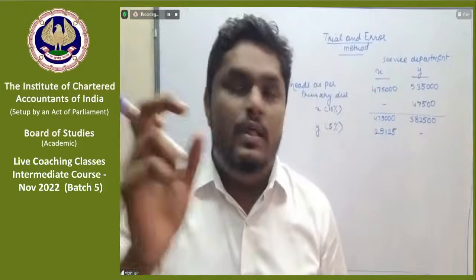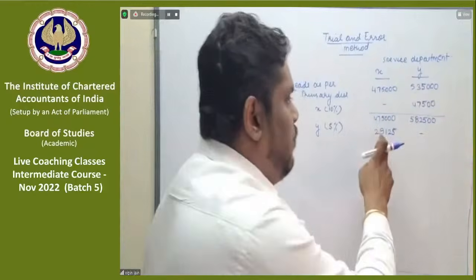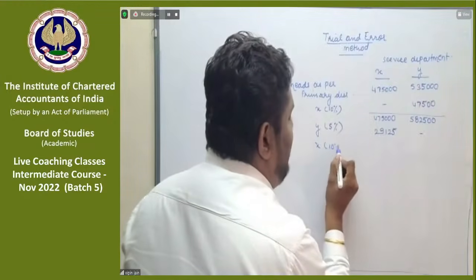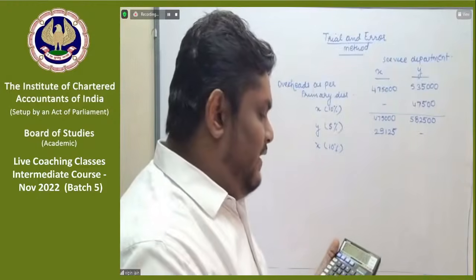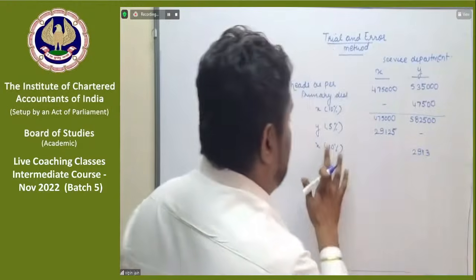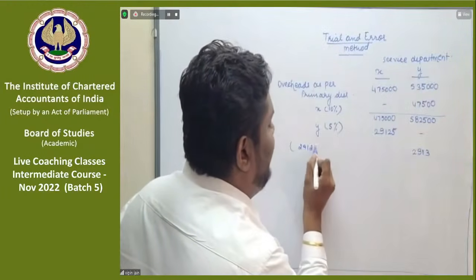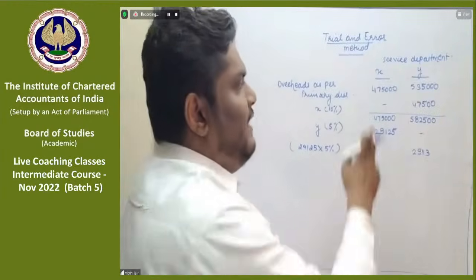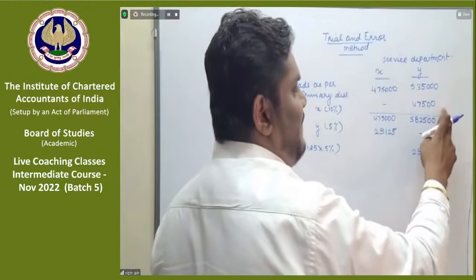Now, the total overheads are distributed once. Now we will be distributing only this part. So when talking about X, again 10% belongs to Y. So 10% of 29,125, that is 2,913. 2,913 is what? 29,125 into 5%. I repeat, again, 475,000, 10% belongs to Y, so 47,500.